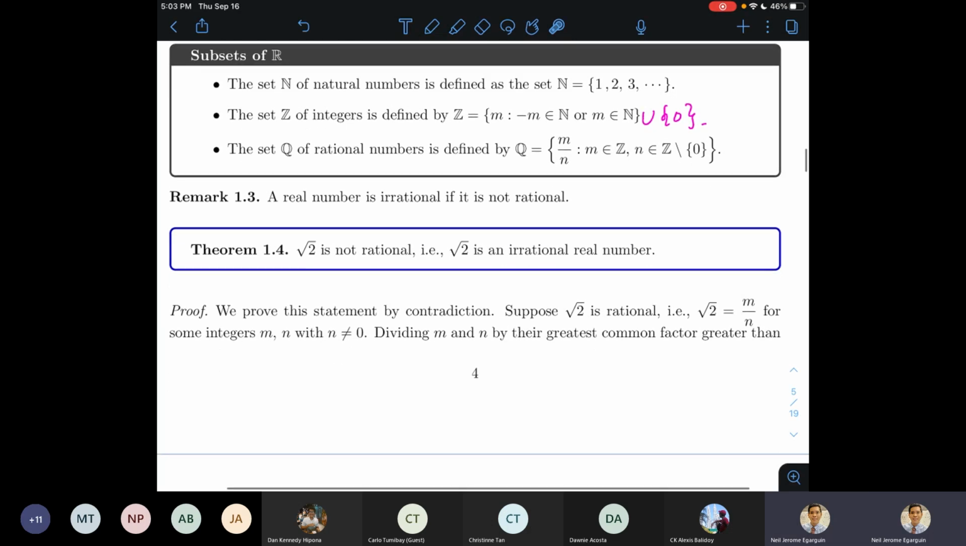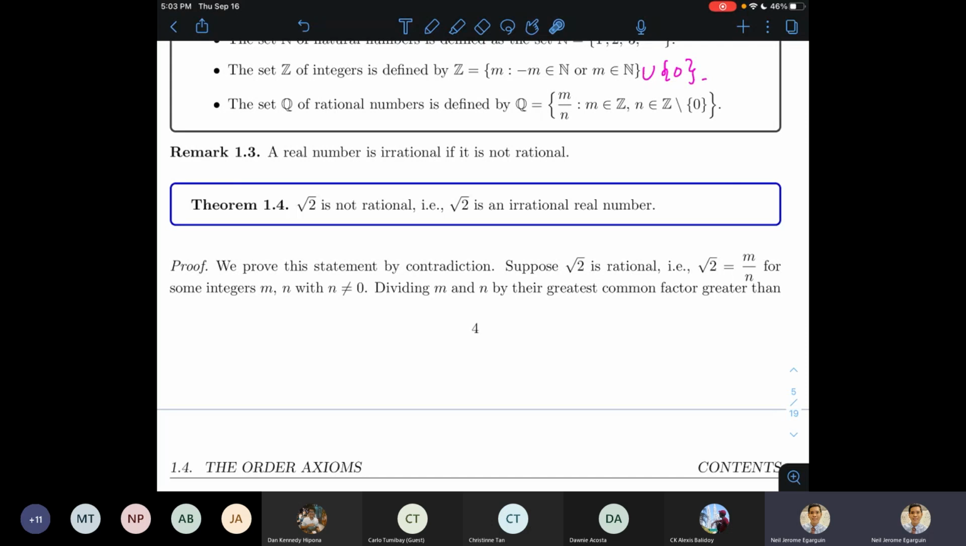Okay. Now, remark 1.3 tells us that a real number is irrational if it is not rational. So basically, this tells us that Q complement is just the set of real numbers minus the set Q. So everything we cannot express as a ratio of two integers is an irrational number. Okay? And your theorem 1.4, root 2 is not rational. That is, the square root of 2 is an irrational number. Actually, this is probably one of the fundamental discoveries in ancient Greece, because for a good portion of time, the Greeks believed that all numbers are rational.